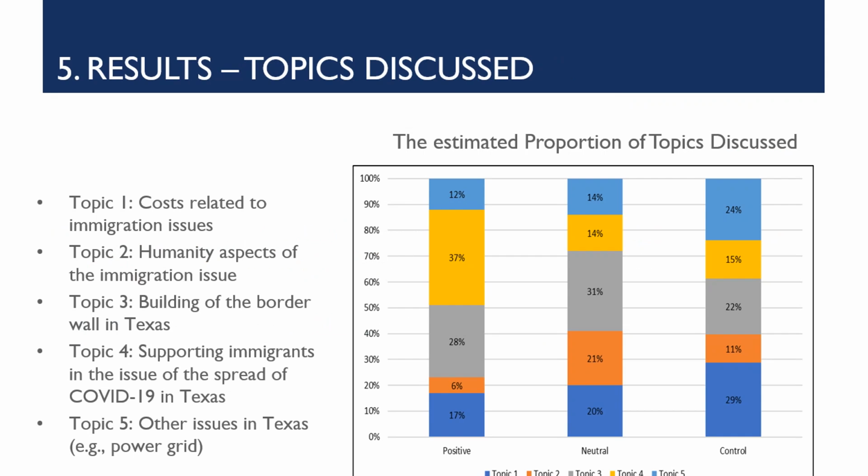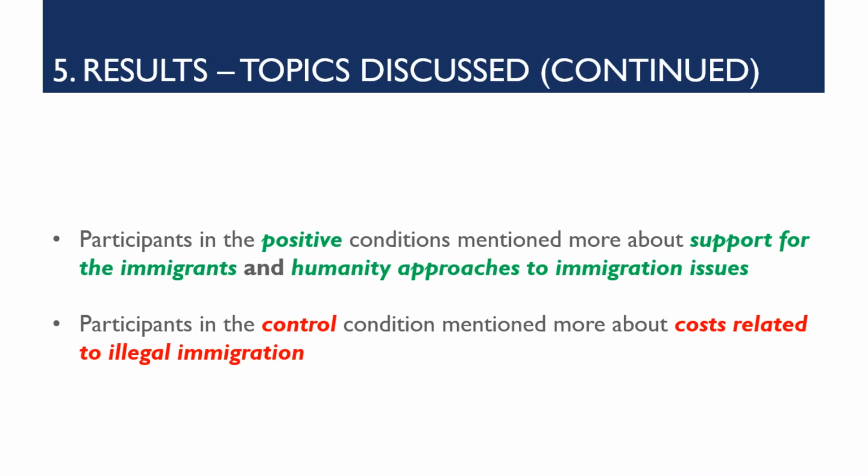Finally, using the LDA topic model, we generated the 5 main topics discussed. Chi-square test confirmed that participants in the positive color and the positive gray condition mentioned more about support for immigration and humanity approaches to immigration issues, while participants in the control condition mentioned more about U.S. citizens' financial burden for illegal immigration.